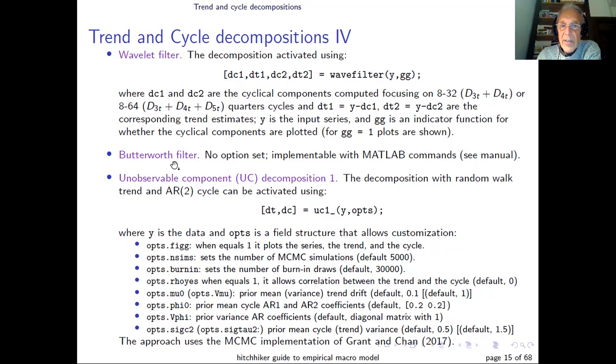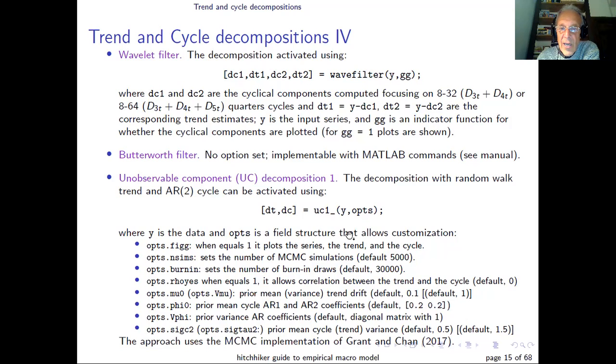For the Butterworth filter, there is no direct implementation in the toolkit simply because there are Matlab commands which allow you to do this. And if you want to see exactly what they are, just look at the manual. There are two unobservable component decompositions which are allowed in the toolkit. One is the standard one with the random walk trend and AR2 cycle, which is activated with the UC1 subroutine here. And the inputs are the data and the options. The options are given here.